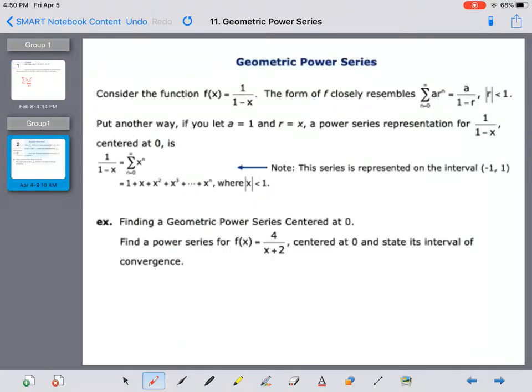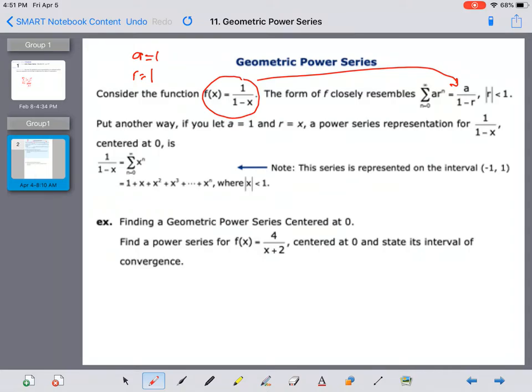So the geometric series, if we think about a rational, we're going to start pretty easy. We're going to start with a rational equation. If we think about the rational equation 1 over 1 minus x, the form that it's in is very similar to our summation form for a geometric series. So because it's in that form, we can easily rewrite this as a series where the a value is 1. And then that means our r value is x.